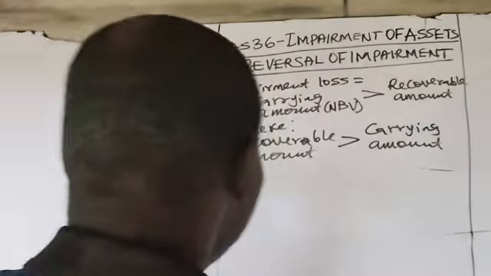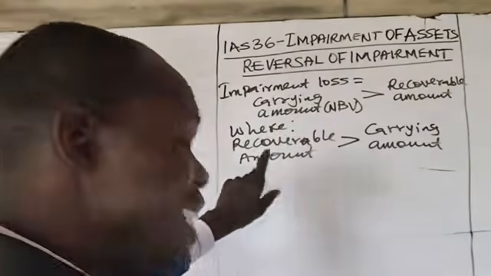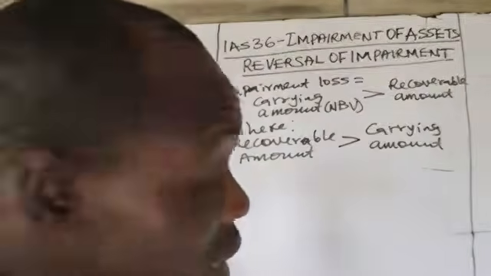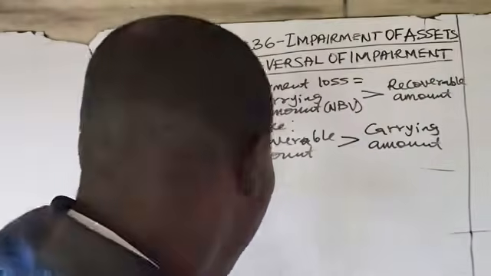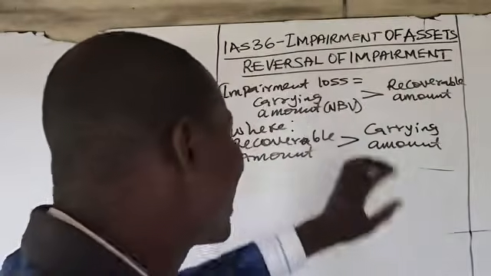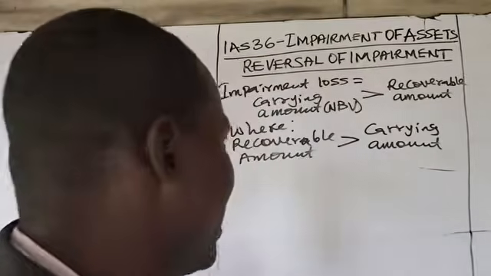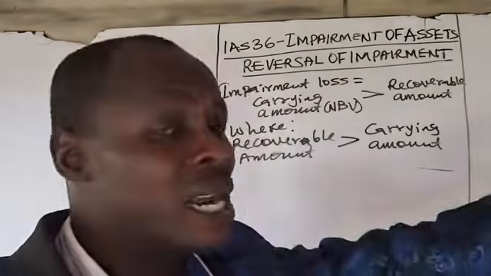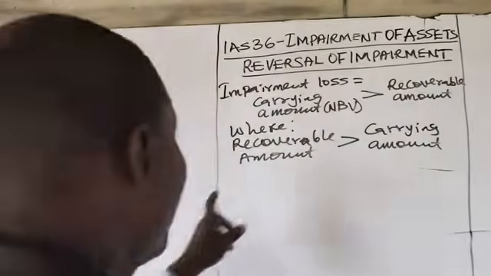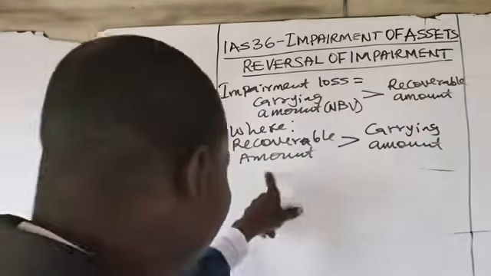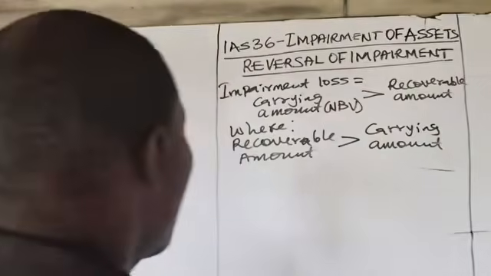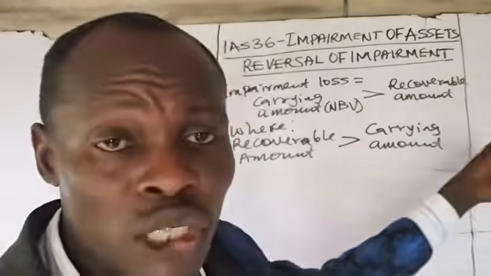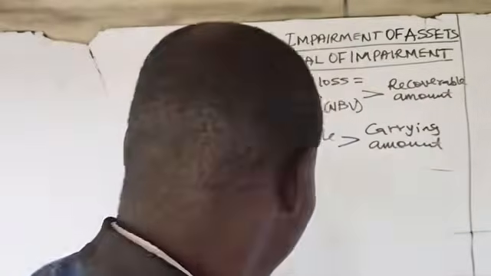To reverse it means you will debit the asset in order to increase the value of the asset, and you credit the profit or loss. And where the impairment loss has earlier been treated as a revaluation offset, the revaluation surplus will have been debited and the asset credited. So where that is the case, the reversal of impairment will need to be debited to the asset account and credited to the revaluation surplus. So that is the double entry.